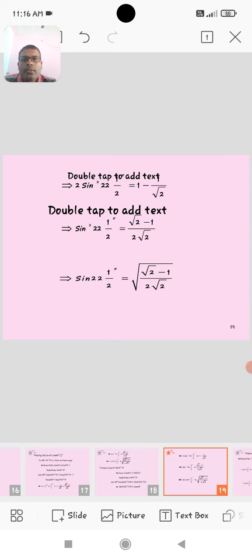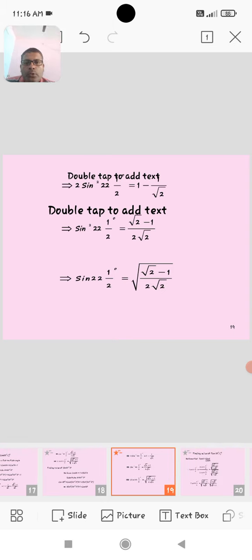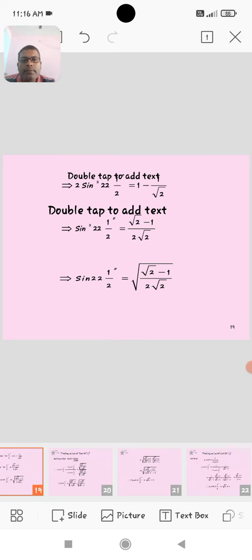Now here 2 sin square 22 and half is equal to 1 minus 1 by root 2, and sin square 22 and half is equal to, we write, root 2 minus 1 by 2 root 2. Finally we get sin 22 and half is equal to root of root 2 minus 1 by 2 root 2, using the multiple and submultiple angle formulas.